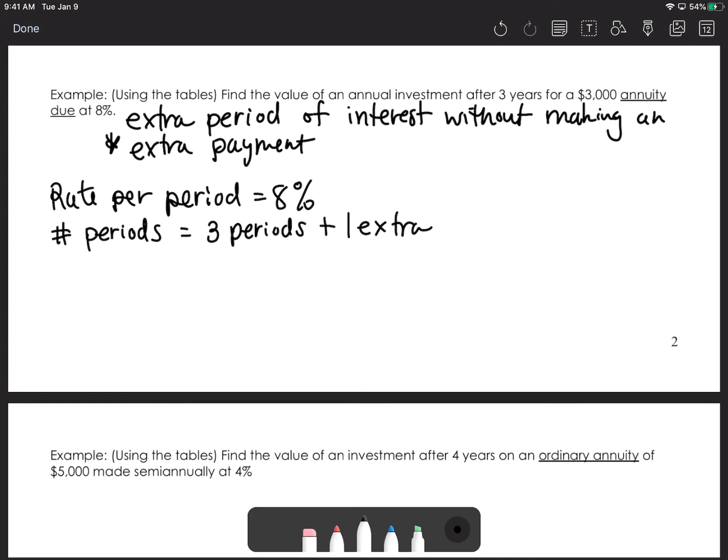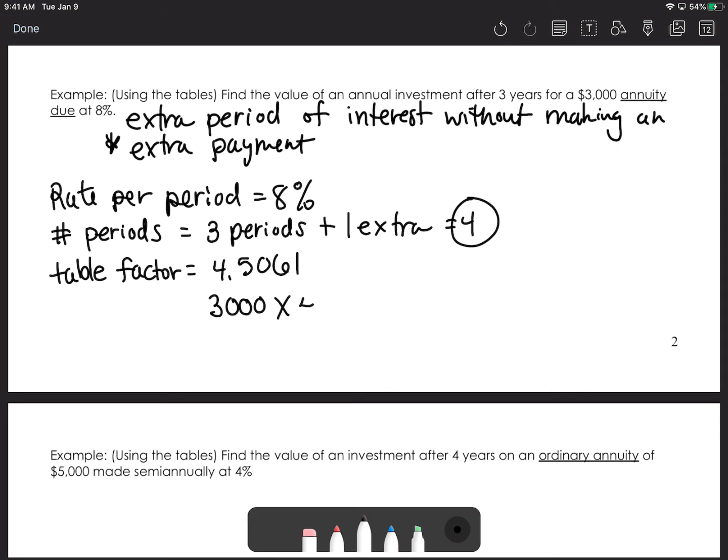So when we look this up in the table, we're going to look up the page that says 8%, and come down to where it says 4 periods, now because we're doing an extra period of interest. So that table factor is 4.5061. So I'm going to take 3,000 times 4.5061, and that's going to give me $13,518.30.